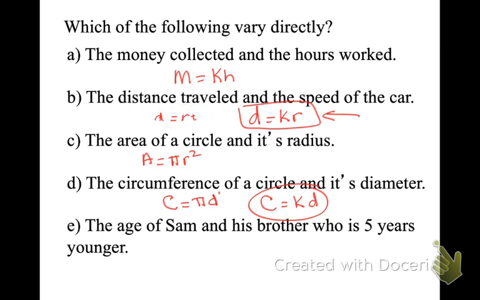Okay, and the age of Sam and of his brother who is 5 years younger. So Y equals, okay, if Sam is equal to his brother minus 5. No, the brother is equal to Sam. Sam is equal to, sorry, the other way around. It's the brother plus 5, right? Okay, because it has that plus 5, it has your y-intercept, these two are not direct variation equations.